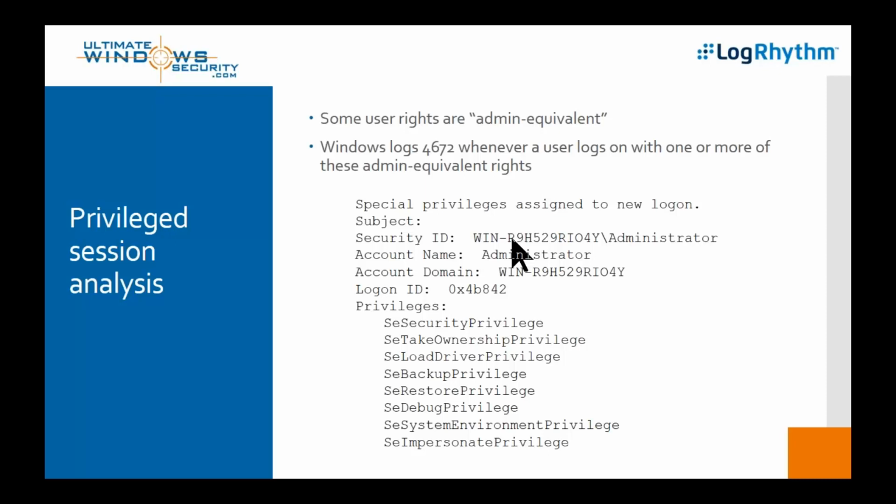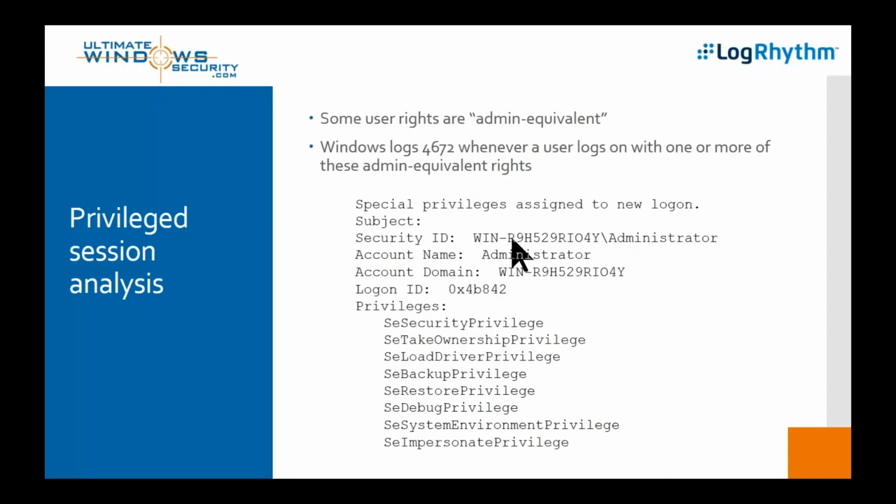There are quite a few events in the security log pertaining to user rights. There are events that tell you when user rights are actually exercised or used. There are also events that tell you when user rights are granted or revoked. We're not talking about those events today. We're talking about an event logged at logon time if and only if the user has one or more of these privileged rights, or admin equivalent rights, I should say. And that then is our trigger for this.